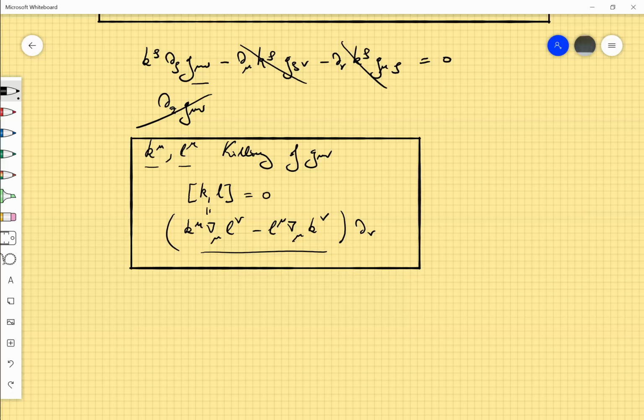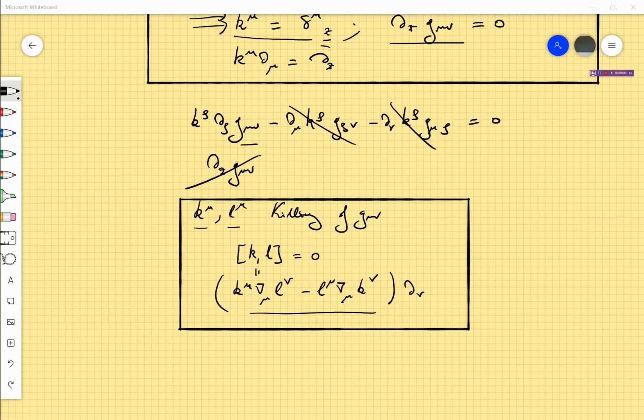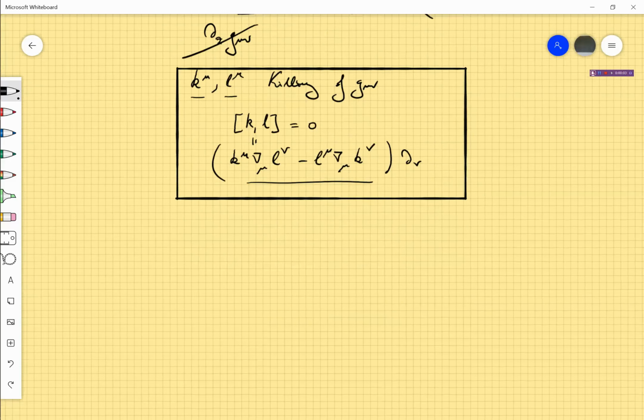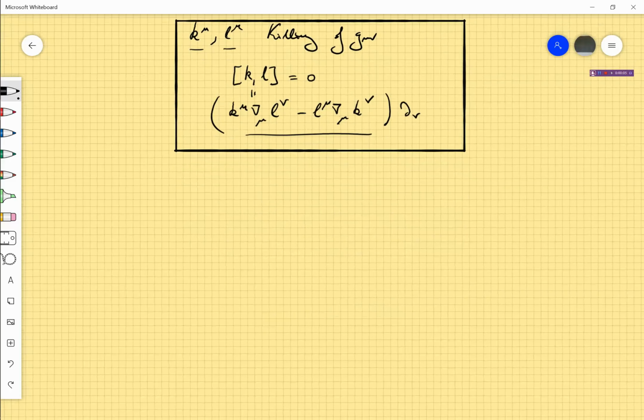If they don't commute, when they have non-vanishing Lie bracket, then you have to choose adapted coordinates for one or for the other. But before I go on, I think I should have mentioned some examples of Killing vectors, because they are not such a strange thing, apart from those associated to these simple shifts.